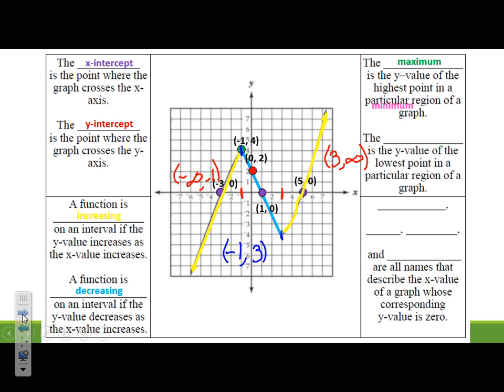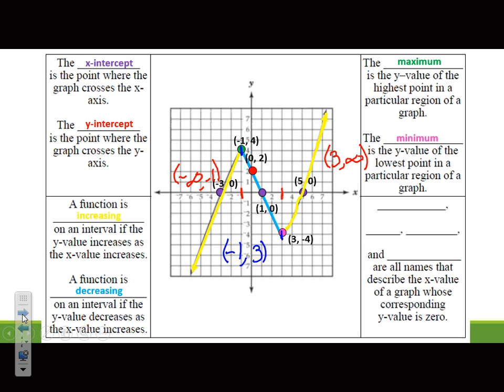Now, the minimum, we're also talking about the y value. This is the y value of the lowest point of a particular region on a graph. So here's my lowest point, 3, -4, so my lowest point is -4.